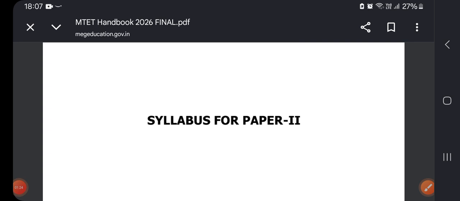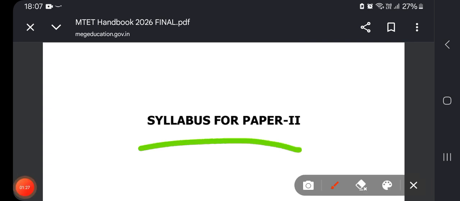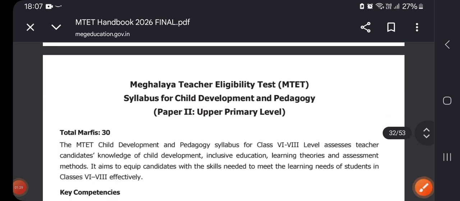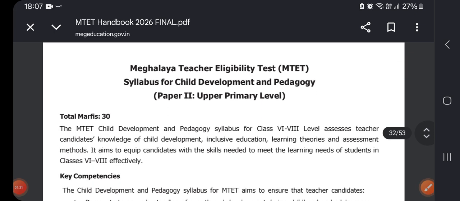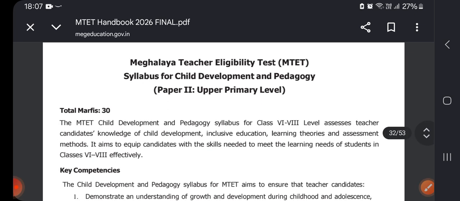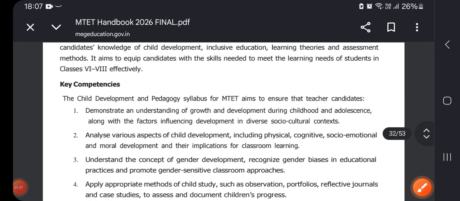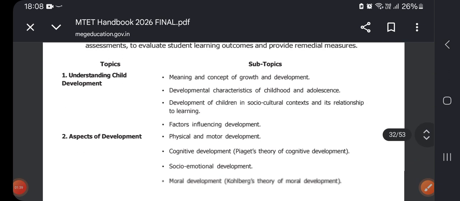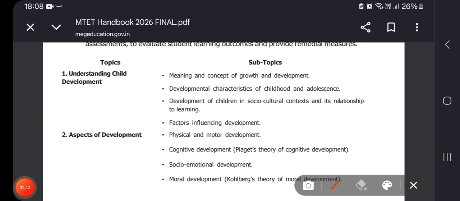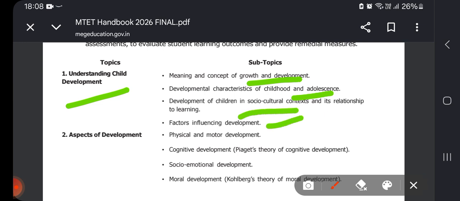Now we'll move to the syllabus of Paper 2 and deal with it one by one. The first topic is child development and pedagogy. We will directly move to the topics. This is very important: understanding child development, meaning concepts of growth and development, development of characteristics of child and adolescence, development of children, social cultural concept and relationship factors influencing development.